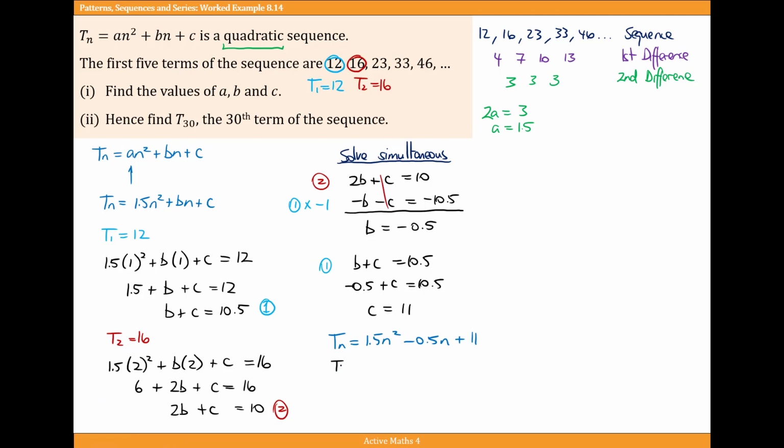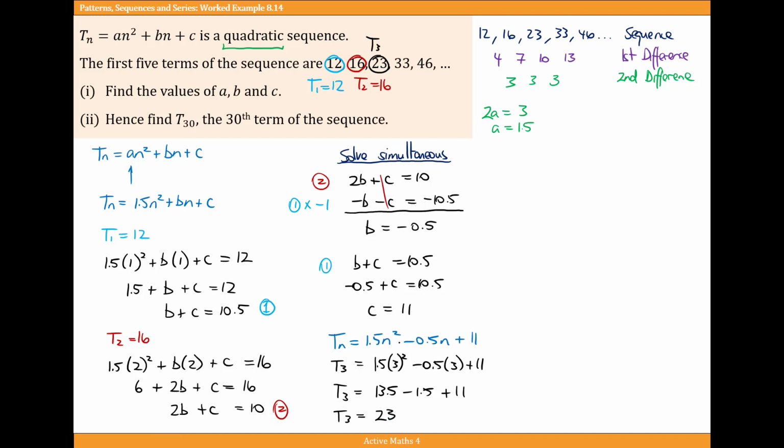So if I put down term 3 is equal to 1.5 by 3 squared minus 0.5 times 3 plus 11, I'd hope I get 23, which is the third term, and this will just show that our formula is right. So T3 is equal to 1.5 times 3 squared, which is 1.5 times 9, which is 13.5, minus 0.5 times 3, which is minus 1.5, and then plus 11. So term 3 is equal to 13.5 minus 1.5, which is 12, and 12 and 11 is 23. And this just confirms that our formula is correct.